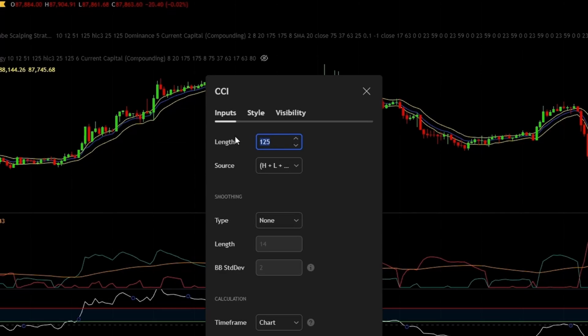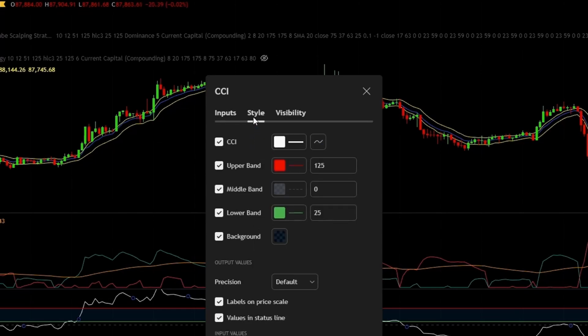For this one, we are using a 125 length, and in the styles tab, make sure that the upper band is colored red and it's set at 125, and that the lower band is colored green and is set at 25, and you don't need the middle band nor the background.